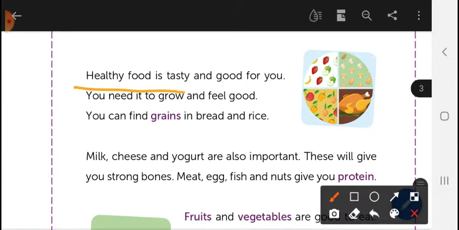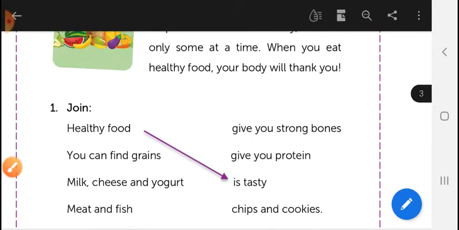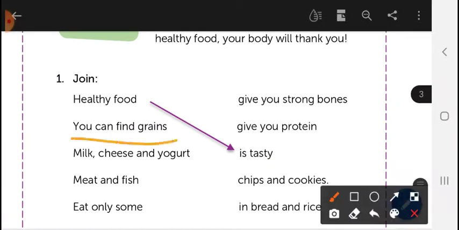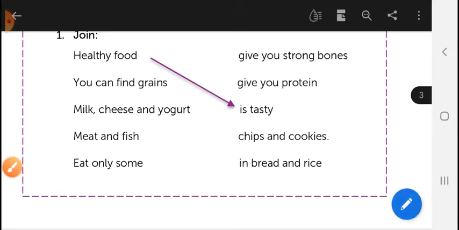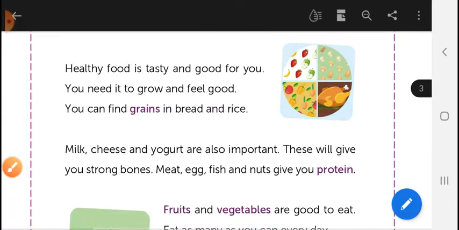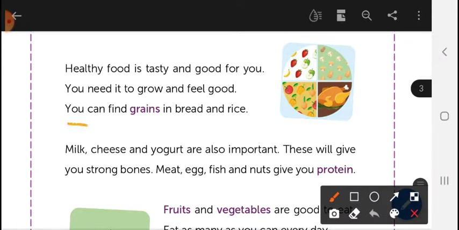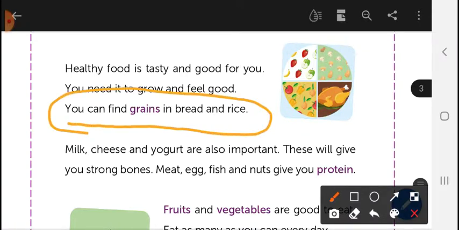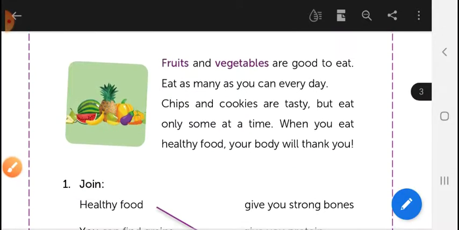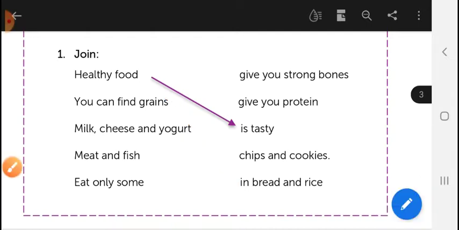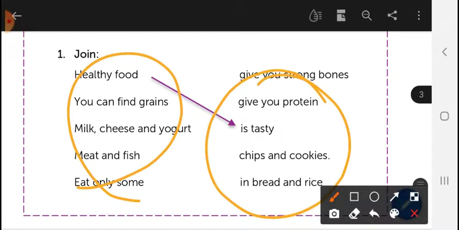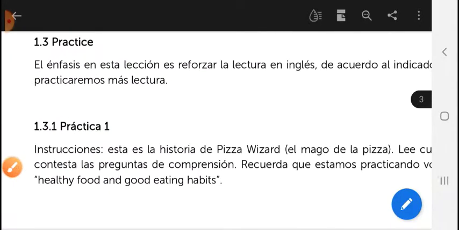Healthy food is tasty. See? Healthy food is tasty, okay? You can find grains. See? Where is it? You can find grains in bread and rice. See? You have to connect this side with this other side. Now let's continue.